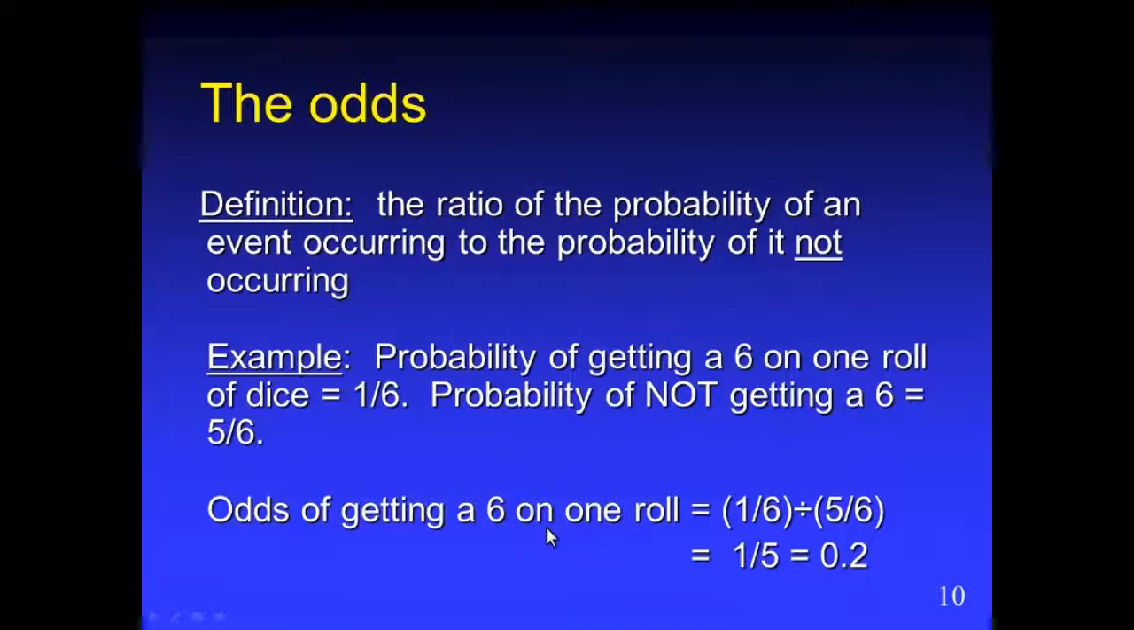So the odds of getting a 6 on one roll is 1 over 6 divided by 5 over 6. The odds of getting a 6 is the probability of getting a 6 divided by the probability of not getting a 6. So that's 0.2. So that's the odds: the ratio of the probability of an event occurring to the probability of it not occurring.